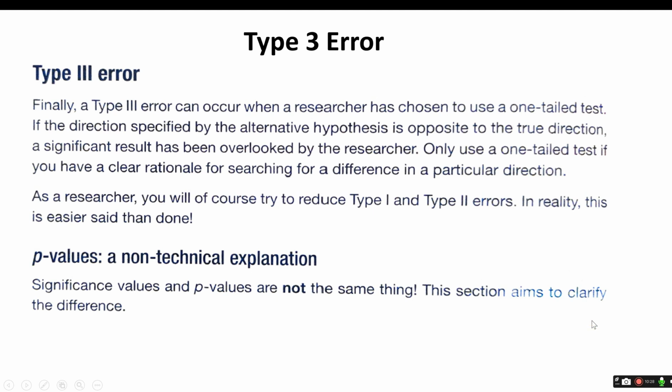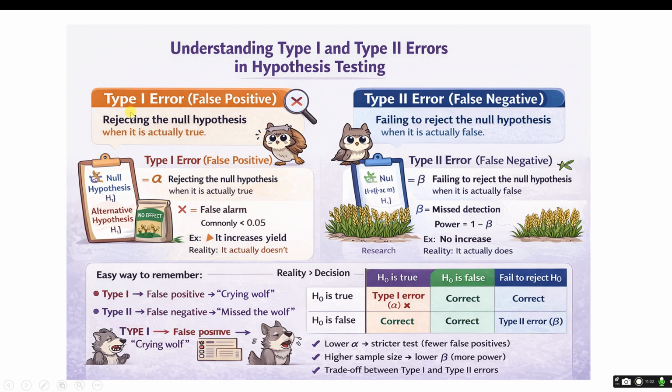And the type 3 error can occur when a researcher has chosen to use a one-tail test. Yesterday I told you there's a one-tail test and a two-tail test. So there can be the possibility of less than or greater than. If you consider only less than, or only greater than, this is a one-tail test. So a one-tail test can cause type 3 error. So there are three errors: type 1, type 2, and type 3. Type 1 error causes false positives. Type 2 error causes false negatives. So this is an easy way to understand type 1 and type 2 error.